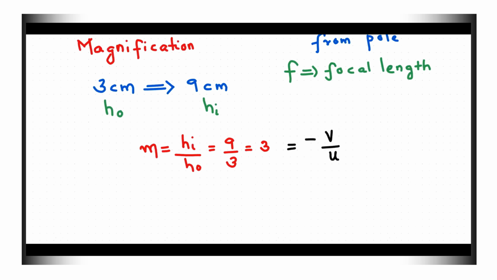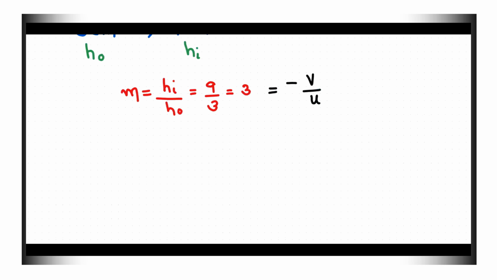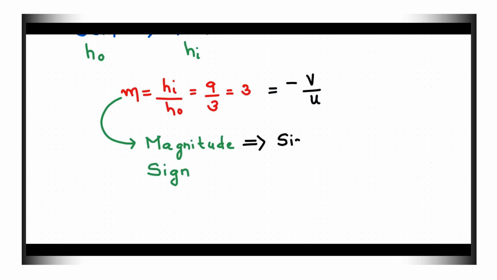Now, you need to understand that magnification has two things with it. One is called magnitude, that means how much. And second is sign, whether it is plus or minus. The magnitude of magnification will tell you the size of the image, and the sign of the magnification will give us the nature of the image. Now I will explain it. First, we will see the magnitude.